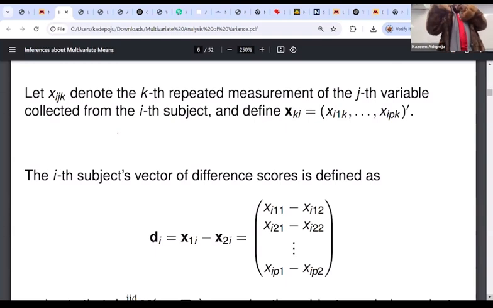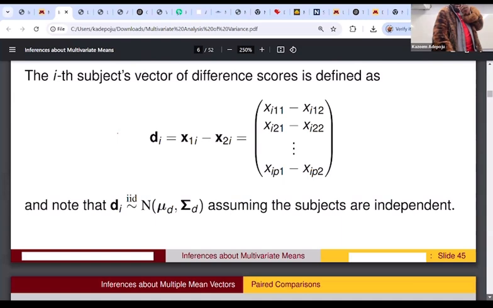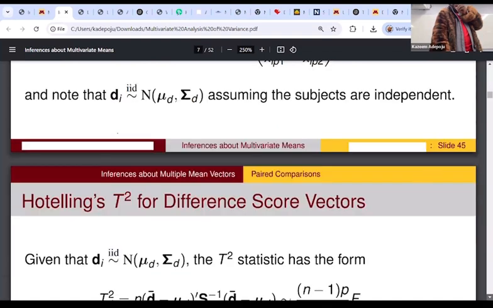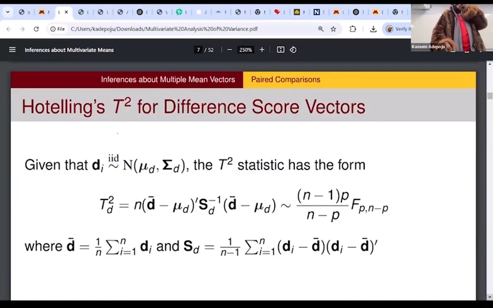We have a D_i, the difference, and we're going to assume that the D_i follow a multivariate normal distribution, assuming the subjects are independent to start with. Then from there, I'm going to apply Hotelling's T squared for the different score vector. The score now is going to be a vector. If I want to take a decision regarding that, I need to compute the Hotelling's T squared.